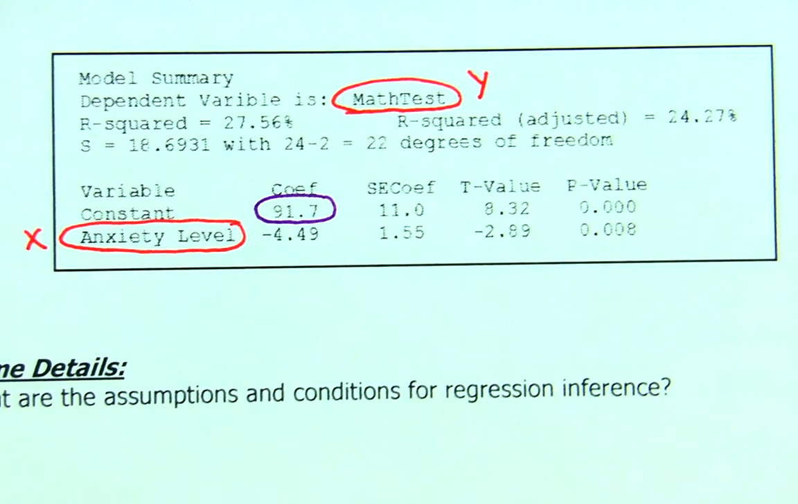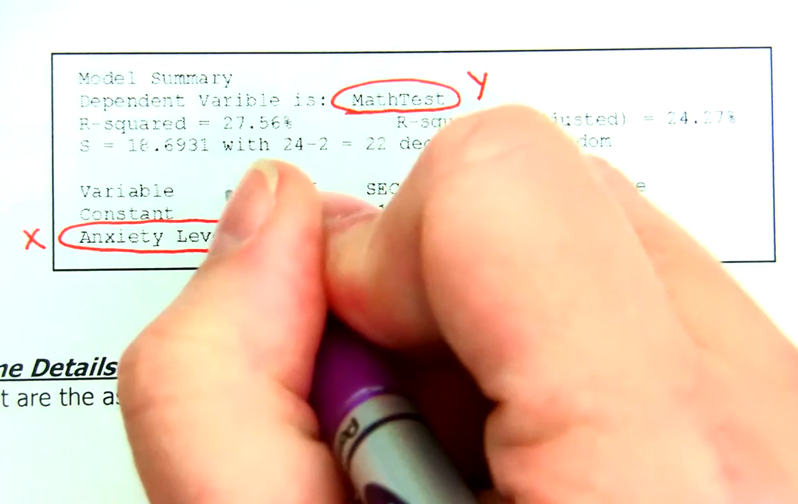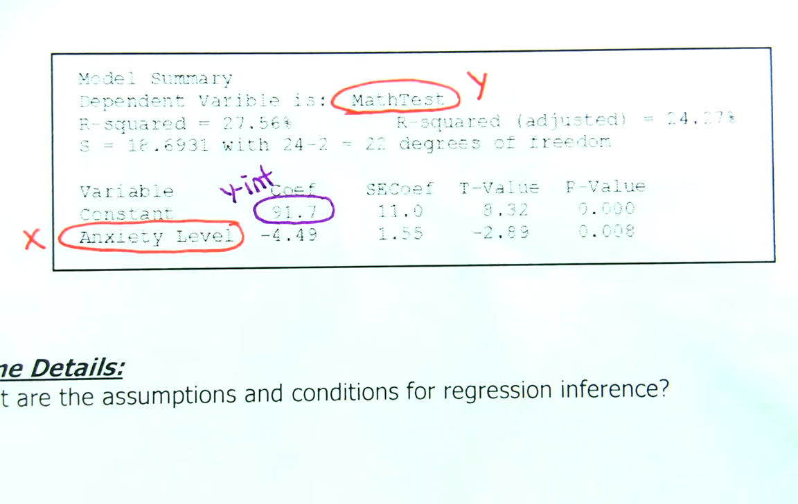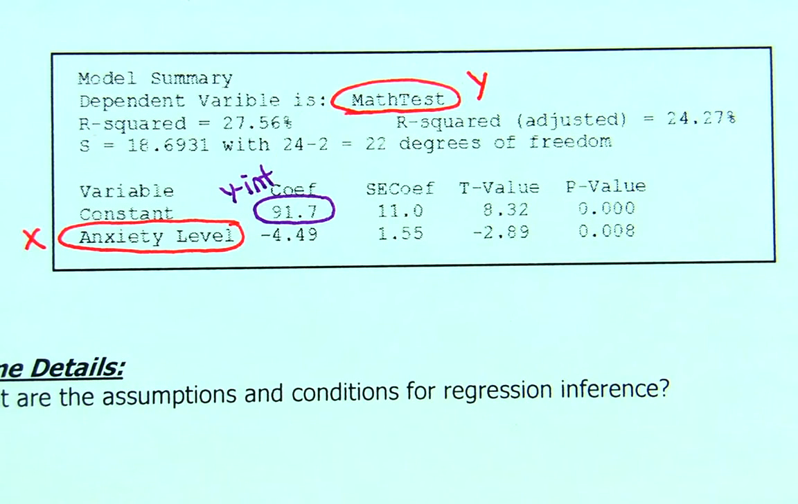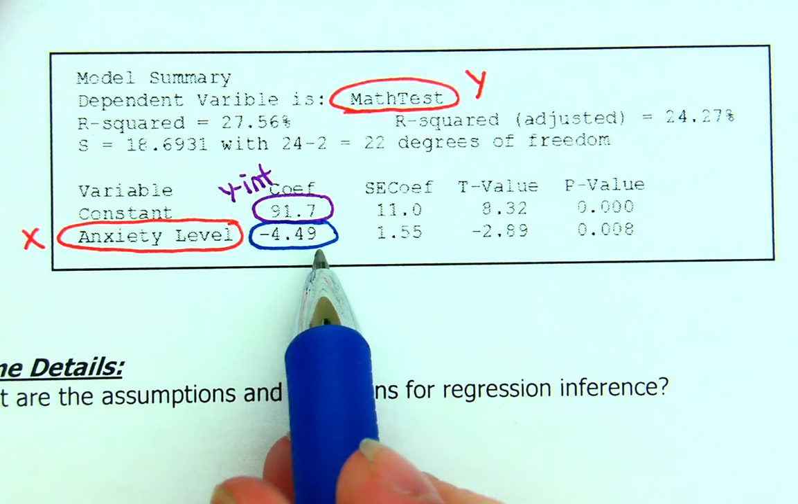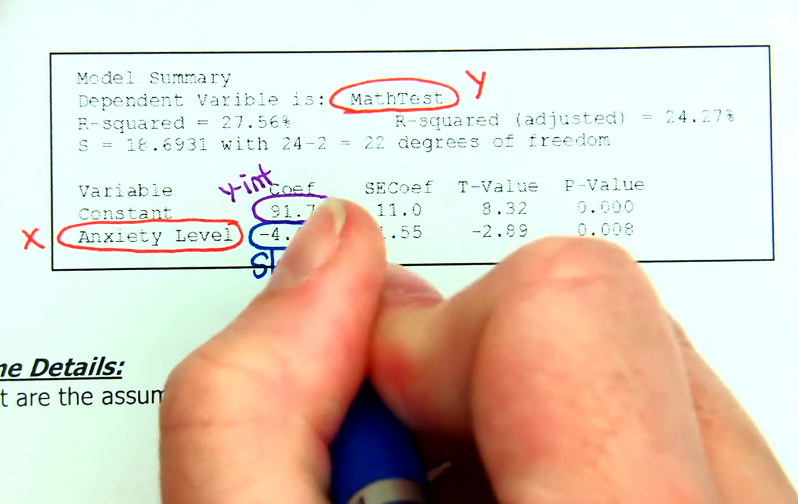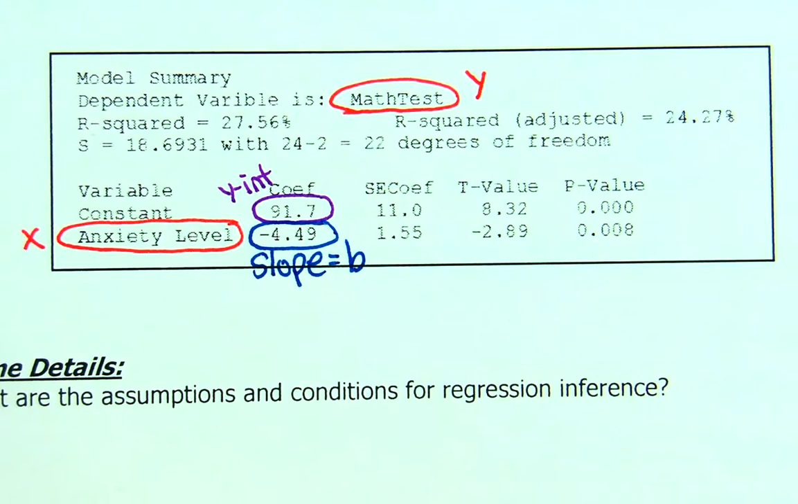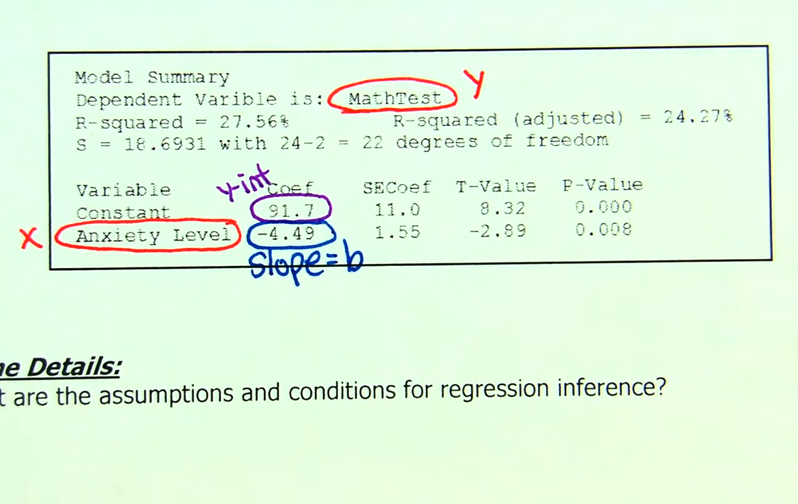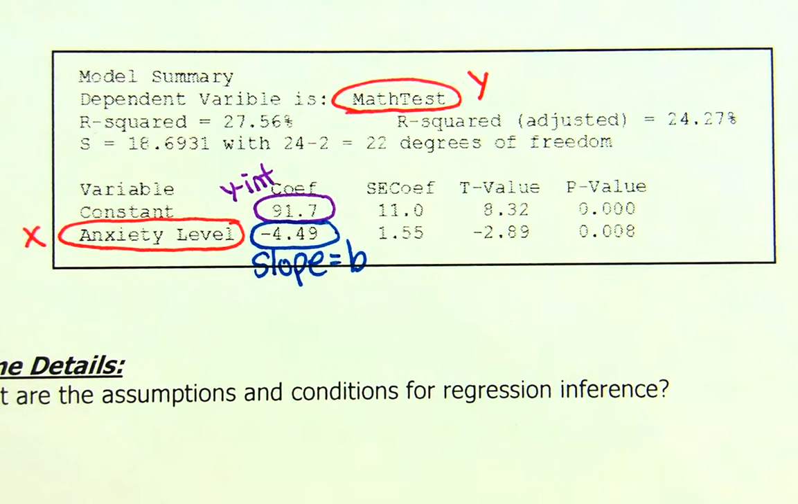That 91.7, what does that represent? Y-intercept. This one below it, the negative 4.49, is the slope. And for what we are doing, we're going to call it B. Remember, when you do the linear regression in your calculator, it's LinReg a plus bx. B is our slope.